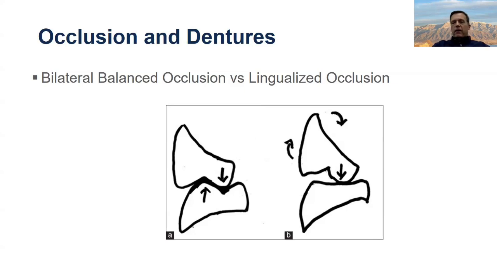Obviously, you should follow what you believe is best clinically, but my advice for severe ridge resorption would be to use a lingualized occlusion, because it's going to be easier for you in the laboratory to make sure that the occlusion is even and eliminating tipping forces.